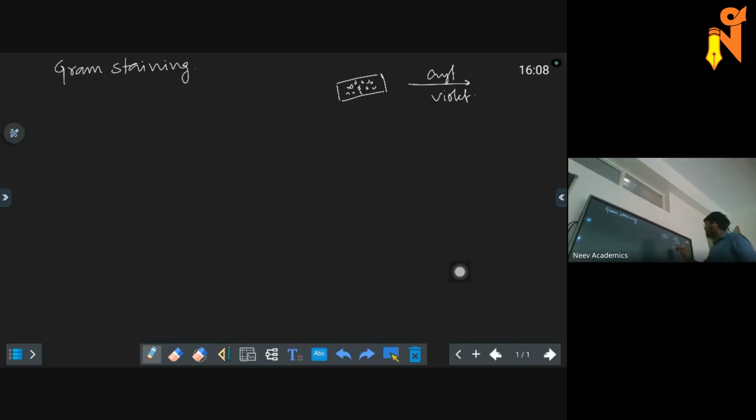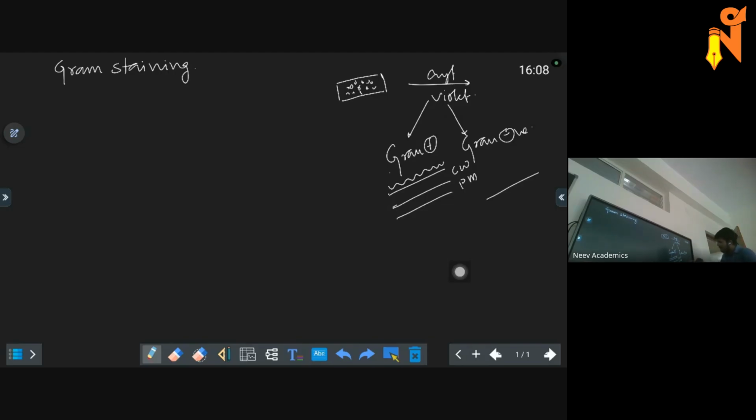When he took two bacteria, one gram-positive and one gram-negative, he saw that the gram-positive bacteria has a plasma membrane, a cell wall, and a glycocalyx, but no other layer over the glycocalyx. But the gram-negative bacteria has a plasma membrane, a cell wall with glycocalyx, and over the glycocalyx, there was one more layer of lipopolysaccharide.